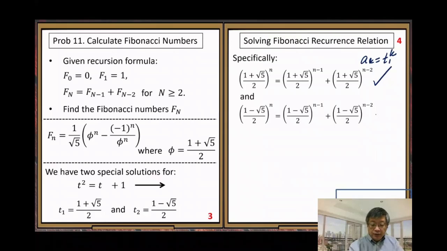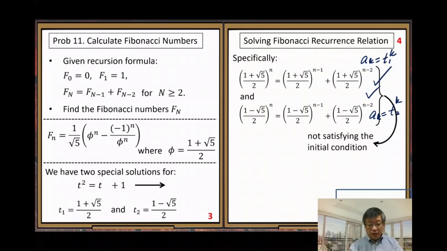Second, T2. This time A sub k equals T2 to the kth power. Yeah, must be true. Both must be true, right? So we get a lot of improvement. We get two special solutions for our original recurrence relation.